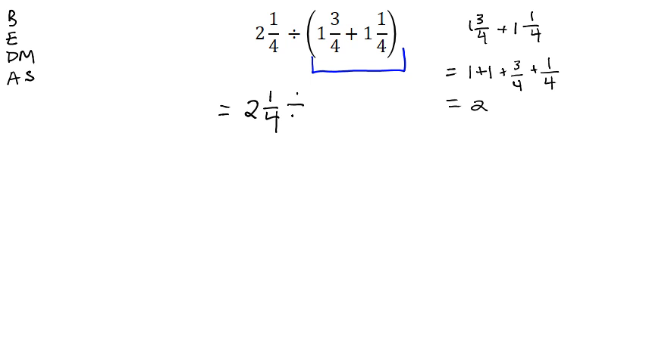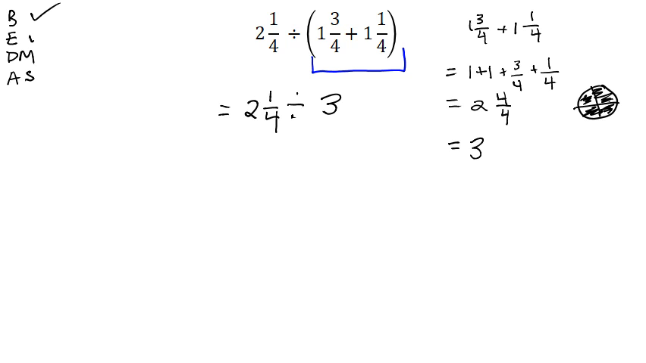1 plus 1 is 2. 3 plus 1 gives me 4 out of 4. And if you think about it and draw a picture in your mind, if I have 4 out of 4 possibilities, hopefully you can see I have a whole. So this would end up being 3. So this whole brackets can be rewritten as 3. Now our problem is 2 1/4 divided by 3.